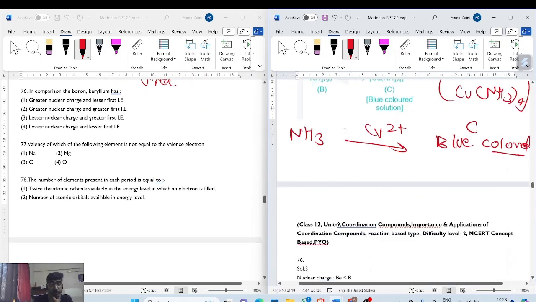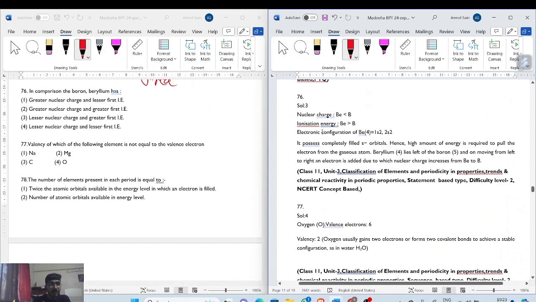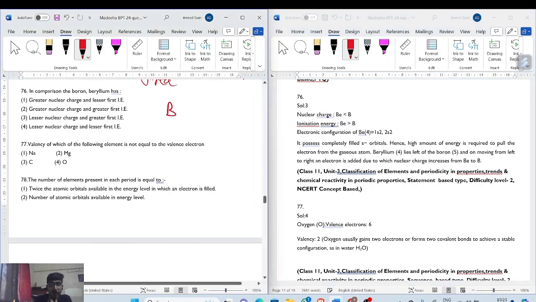Now question number 76. In comparison with boron, the beryllium has. So we are given boron and beryllium. We have to comment on the ionization enthalpy and nuclear charge. For ionization enthalpy, first of all, we can write their electronic configuration. The atomic number of boron is 5 and beryllium is 4. So the outermost configuration for beryllium will be 2s2, and for boron it will be 2s2 2p1.